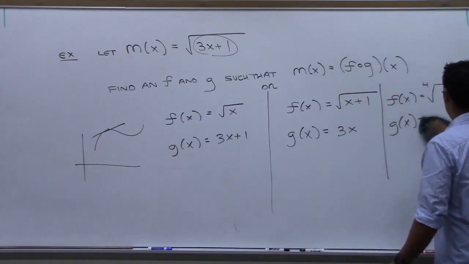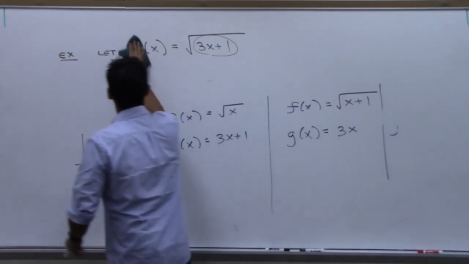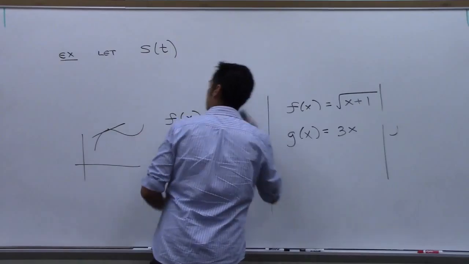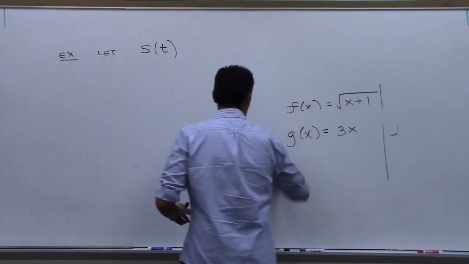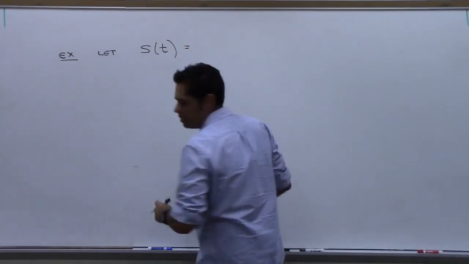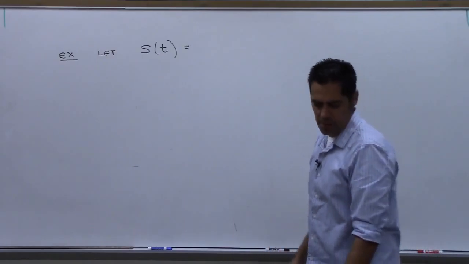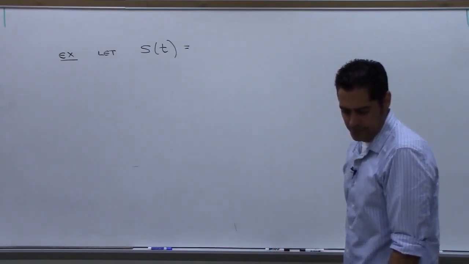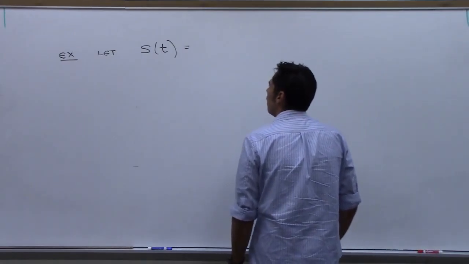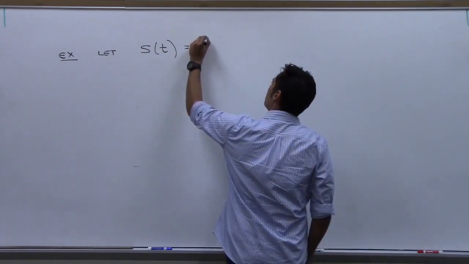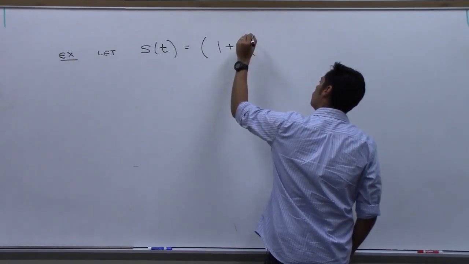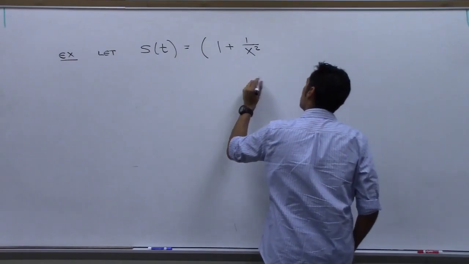So, okay, let's do another problem. I'll give you capital S of t. I'm going to give you a different variable, S of t. And what I'd like is for us to consider, these don't get too complicated here in your book. I don't like that. So how about 1 plus 1 over x squared, like that.